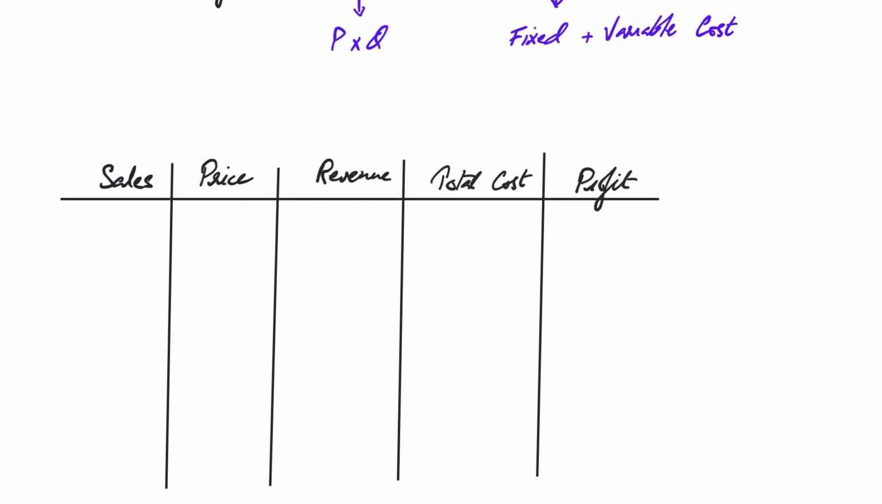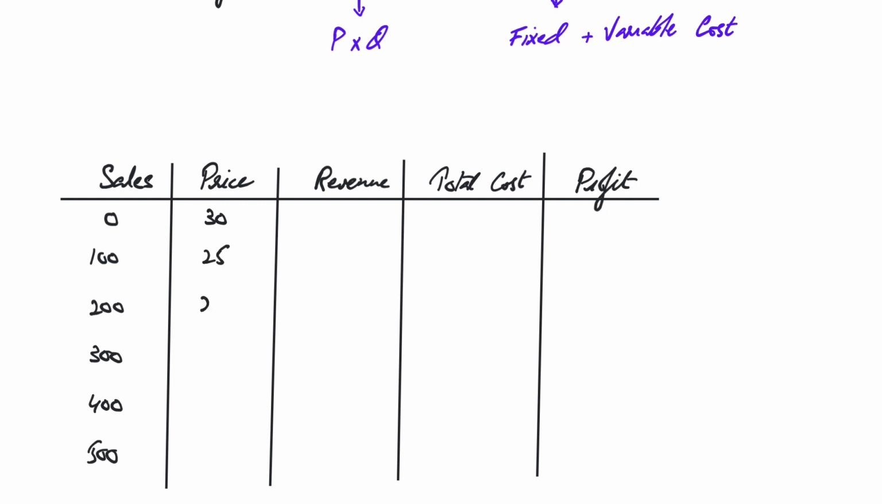All right. Let me place in some numbers. 0, 100, 200, up to 500, let's say. The product's price is 30, 25. So as the price is falling, quantity demanded is increasing. And then let me take the total cost from what we have already done in our previous lectures.